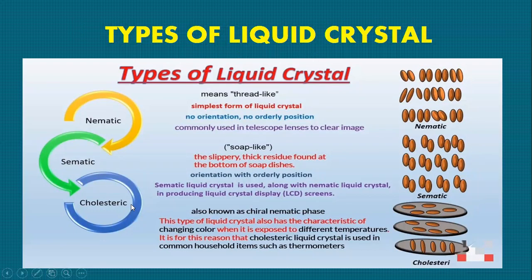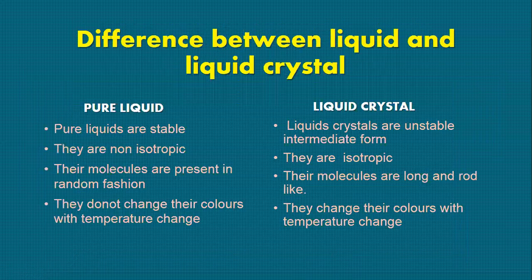The last is cholesteric liquid crystals. Cholesteric liquid crystals are known as the chiral nematic phase. This type of liquid crystal has the characteristic of changing color when exposed to different temperatures. For this reason, cholesteric liquid crystals are used in thermometers. What is the difference between liquid and liquid crystals?